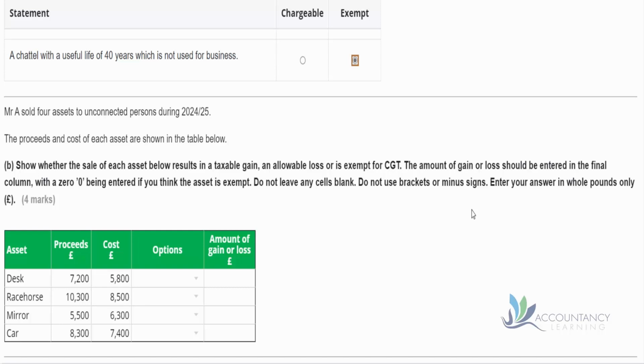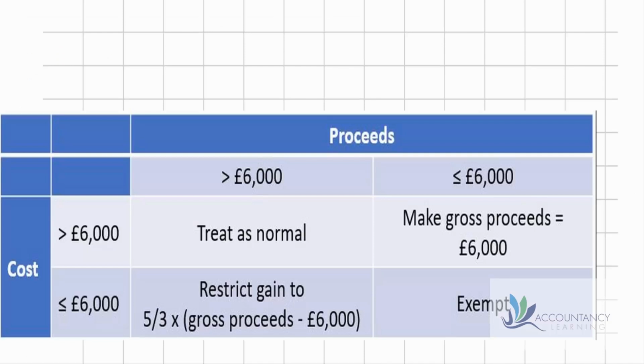So we've got a desk. So a desk, that's going to be a chattel, but we know that you can get antique desks, so its life may be for more than 50 years. So this is not going to be exempt. So we've got the proceeds there, and we've got the cost. So for us to work this out, we need to have a look at this table, which is a summary of the rules for when we're selling off these relatively small assets.